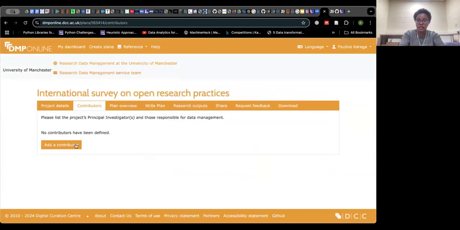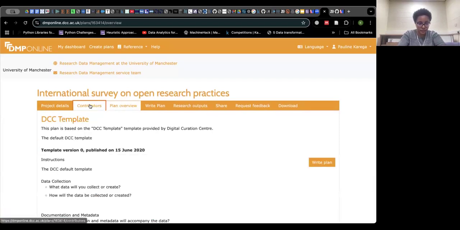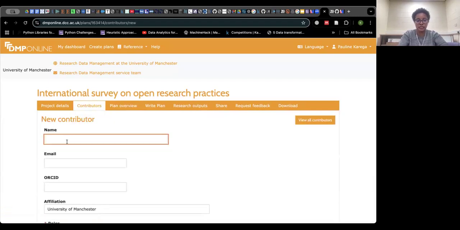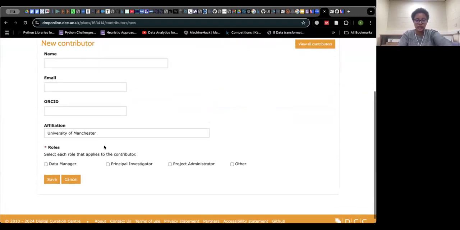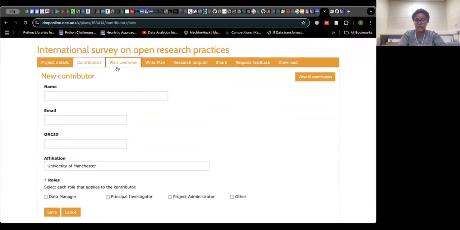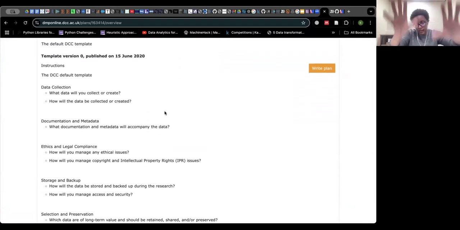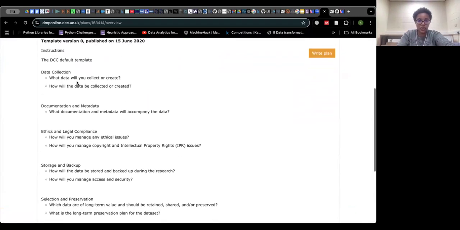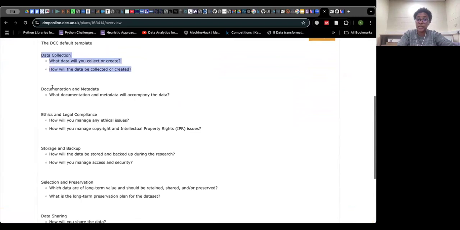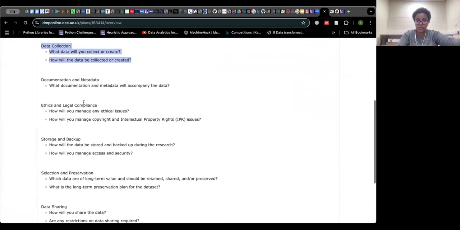You can add as many people as contributors to this. So this stage is where you would add your PI, for example, or your supervisor. I believe it's just an email, the name, the ORCID, and who exactly they are. Yeah. Your plan overview gives you the overview of your whole plan. So data collection, documentation. You're going to require documentation and metadata, so have that ready already.